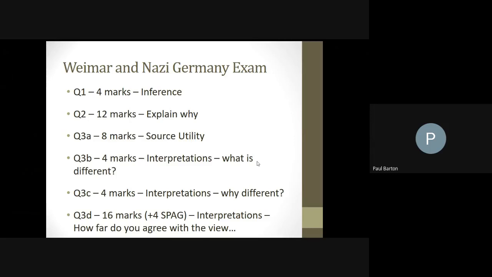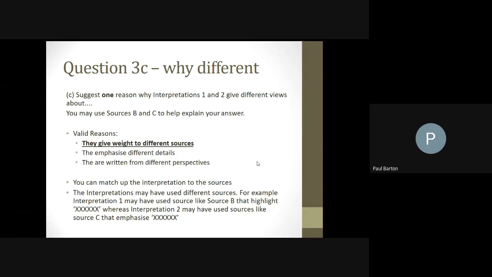Okay, so let's have a look at question 3C. Rather than asking you about what is different between those two interpretations, it asks you to suggest one reason why interpretations 1 and 2 give different views about the topic that the question is about. It also says you may use sources B and C to help explain your answer. So it's important that you're focusing mainly on interpretations 1 and 2, but you can also use those sources to back up what you're saying, and I'll explain that in just a second. Essentially the point of this question is giving one reason to explain why interpretations 1 and 2 give different views. In question 3B, we've established what's different between them. This one's establishing a reason for that.